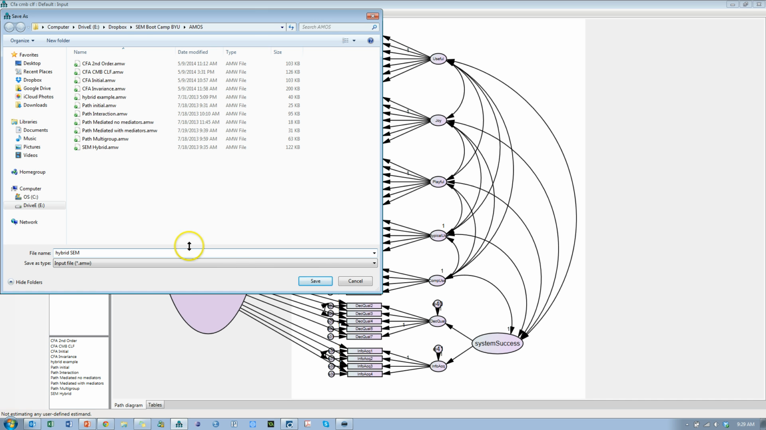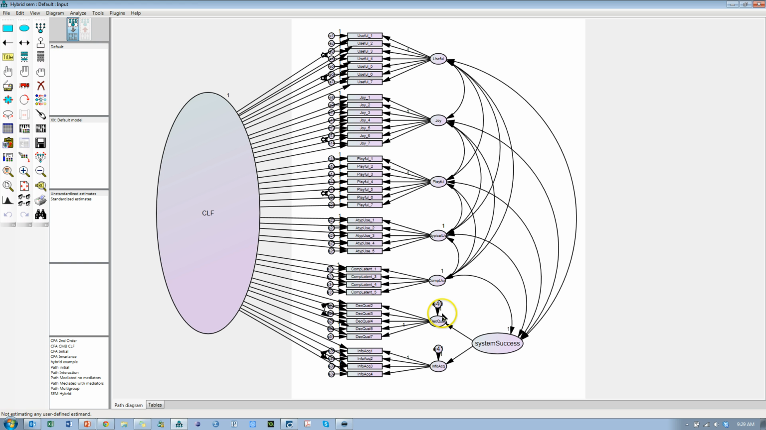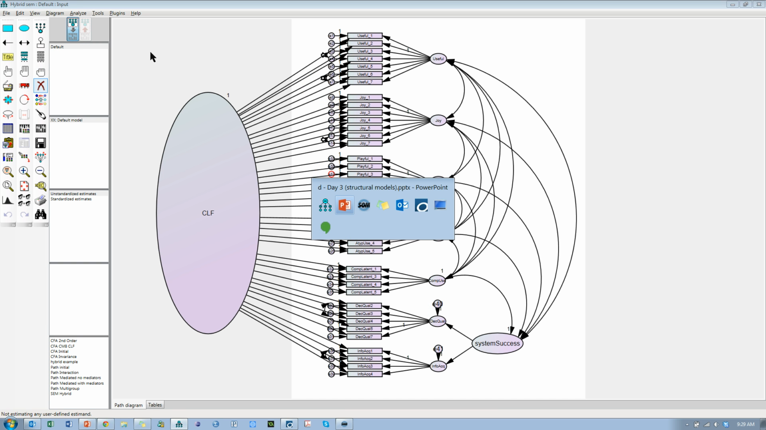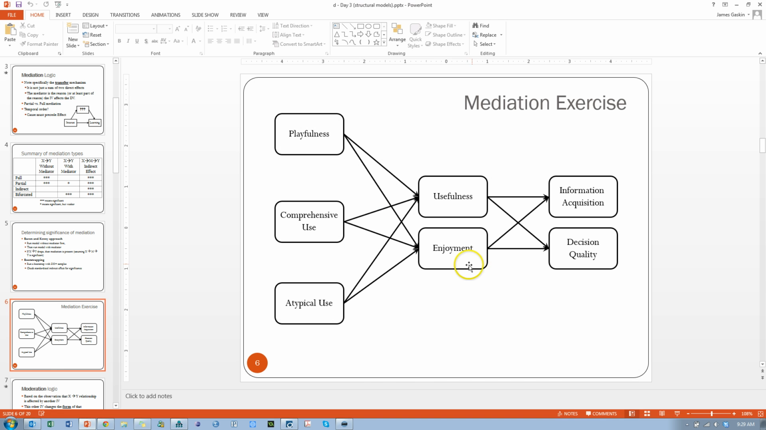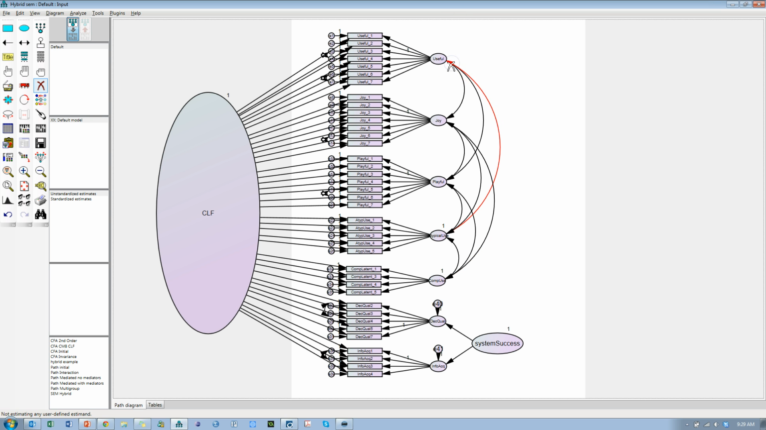Hybrid SEM. Save. And what I'm going to do is look at my model. Information acquisition and decision quality are on the far right, and we've labeled them now as system success. So assuming I'm using the second order model, I'm going to get rid of these covariance arrows going to the DV. And then what are our mediators? Usefulness and enjoyment. You have to move the X every time you tap on it, or else it opens up the properties of the object. And then these guys are all our independent variables, so I'm going to leave them covaried. Amos assumes you covary exogenous variables.